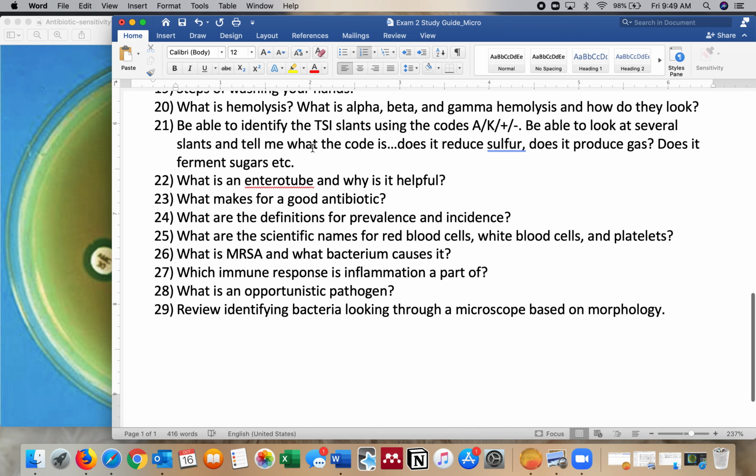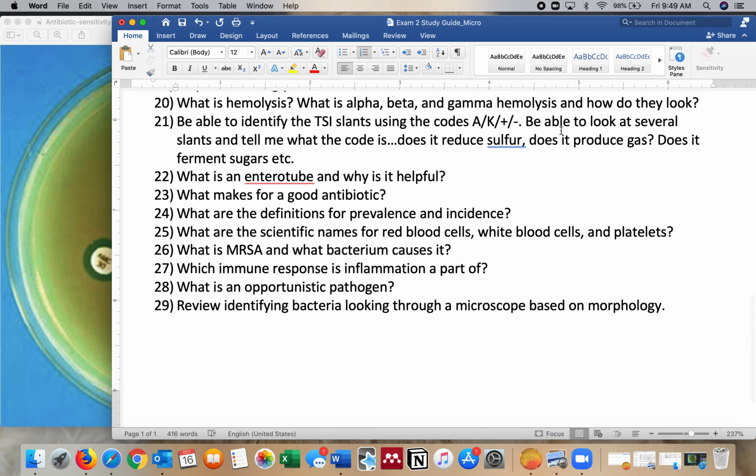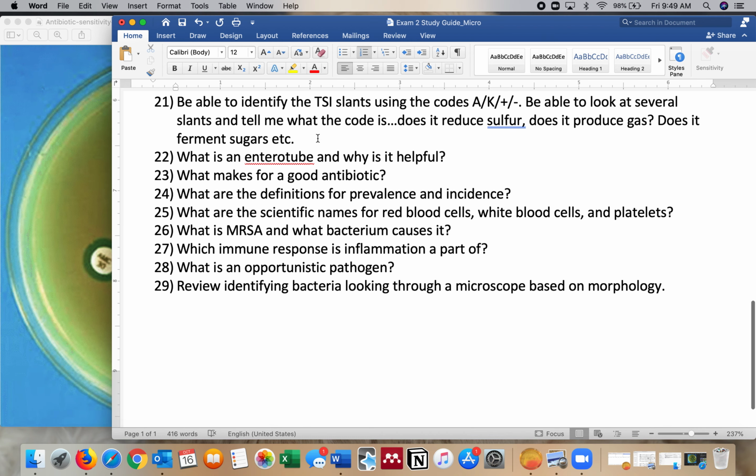What is hemolysis? We kind of talked about this, and we talked about how they look already. So there's going to be a couple of questions on the exam that are based on hemolysis.